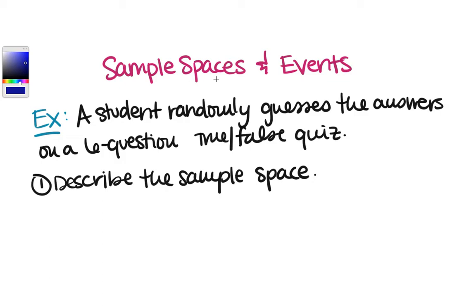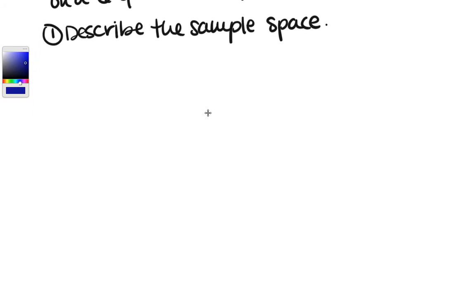All right, a student randomly guesses the answers on a 6-question true or false quiz. So the observation here is how they answer each question, T or F for true or false. And what we want to do here is describe the sample space. All right, so 6 questions, true or false on each one.